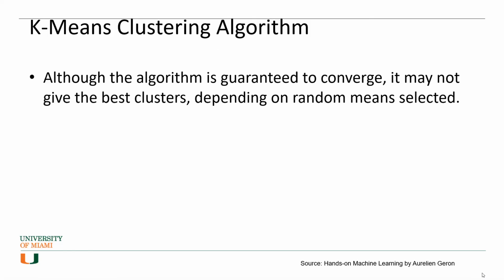So the k-means algorithm is guaranteed to converge, right? It will always converge. However, it may not give us the best clusters, because remember, it starts with random assignment of cluster centers, right? So depending on how well those initially assigned cluster centers are chosen, the final result may be of different quality.